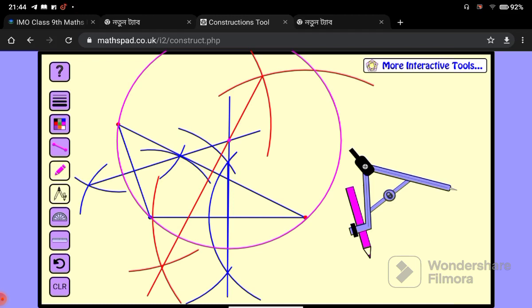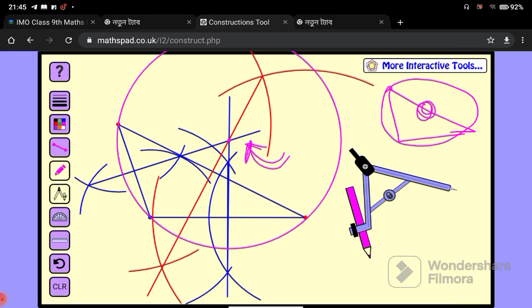Okay, so you can see in this video, in this construction, that the circumcenter is now outside the triangle. This is not inside the triangle. So if you take an obtuse triangle, then it will be outside the triangle. If you take a right angle triangle, in that case you will see the circumcenter is coming here on the hypotenuse, and the triangle will be just like this.